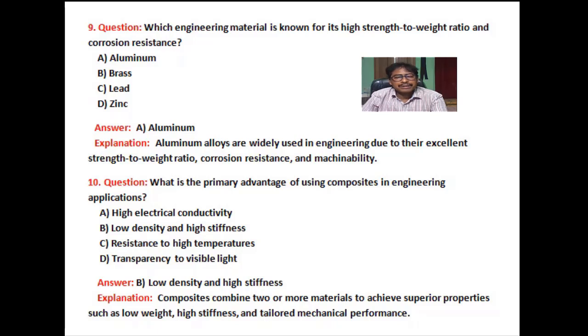Question 10: What is the primary advantage of using composites in engineering applications? A. High electrical conductivity. B. Low density and high stiffness. C. Resistance to high temperatures. D. Transparency to visible light. Answer: B. Low density and high stiffness. Explanation: Composites combine two or more materials to achieve superior properties such as low weight, high stiffness, and tailored mechanical performance.